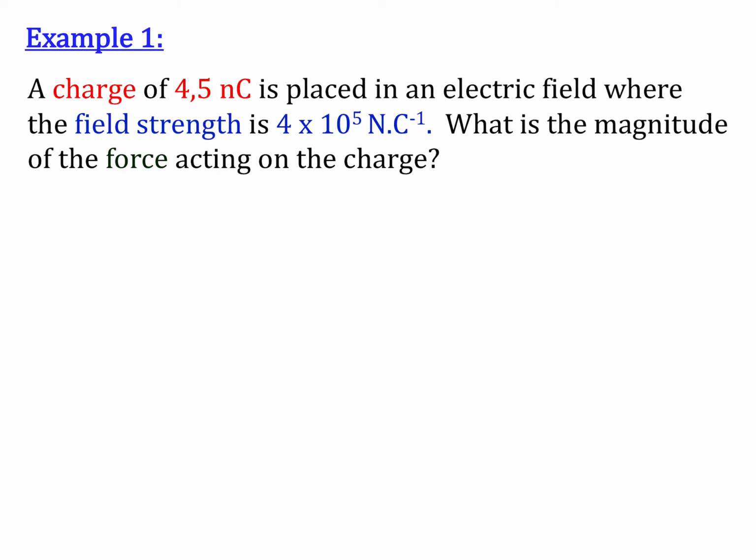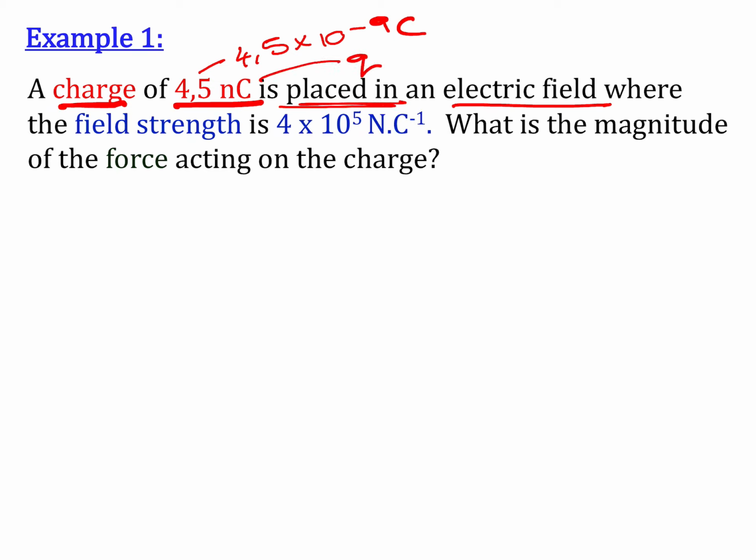So, example, we have a charge. Now I've done it in color for a reason. 4,5 nanocoulombs. I can't use that in nanocoulombs, so that's times 10 to the minus 9. It's placed in an electric field, that means that's little q, where the field strength is 4 times 10 to the 5 newton per coulomb. What is the magnitude of the force? So they're not looking for a direction, and in fact, we don't have enough information to give you direction.